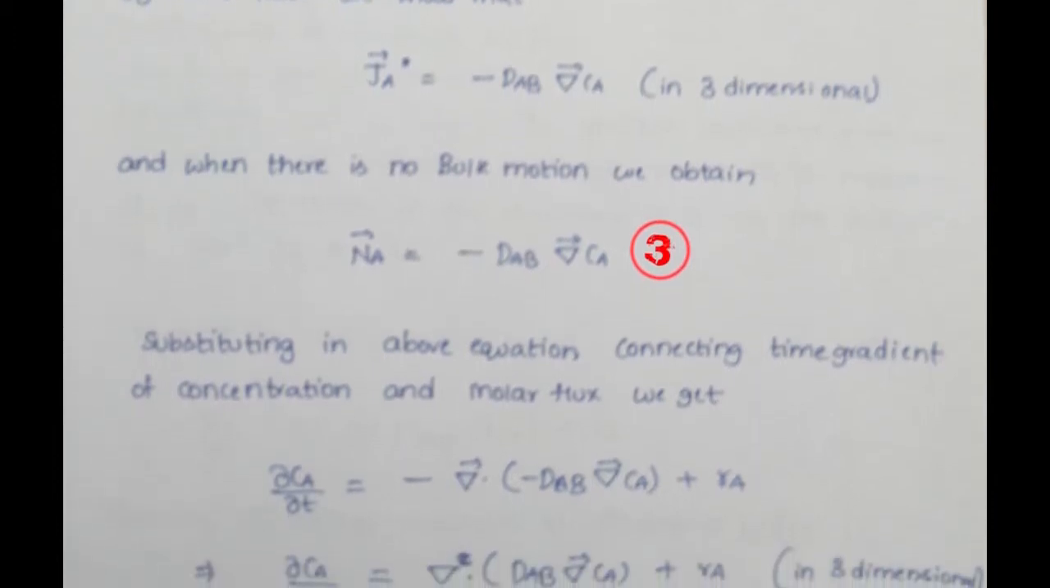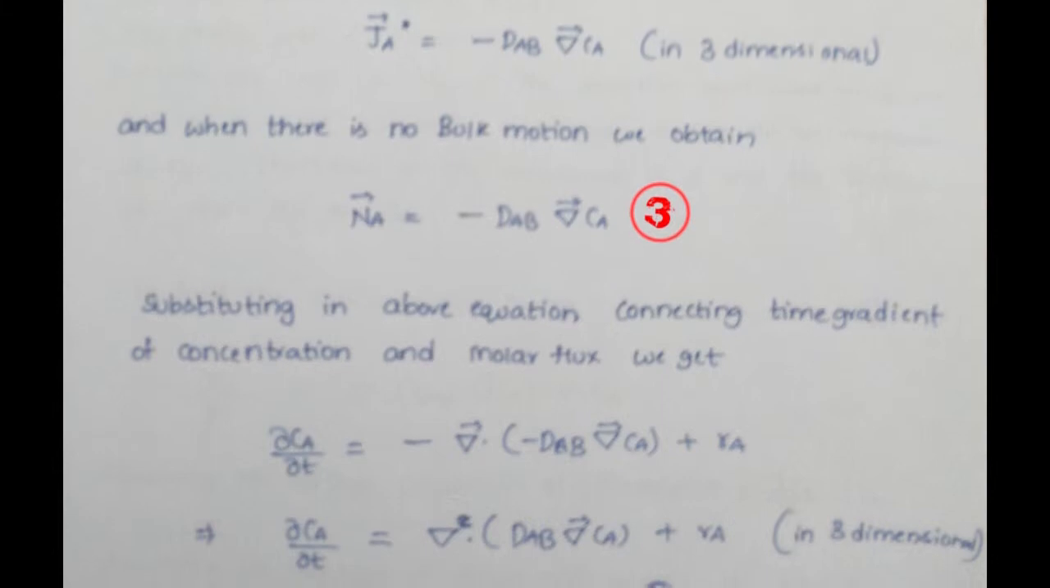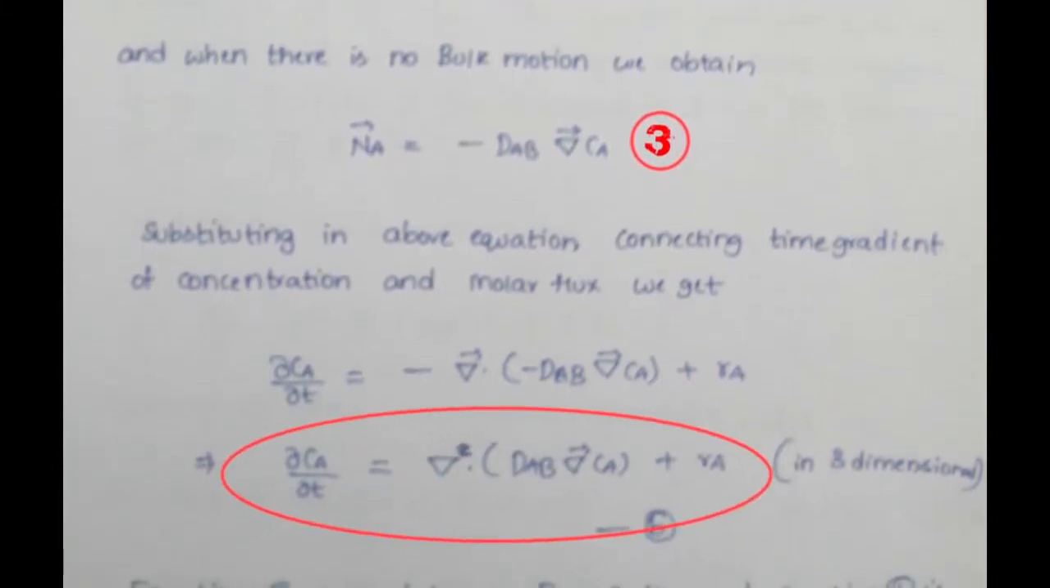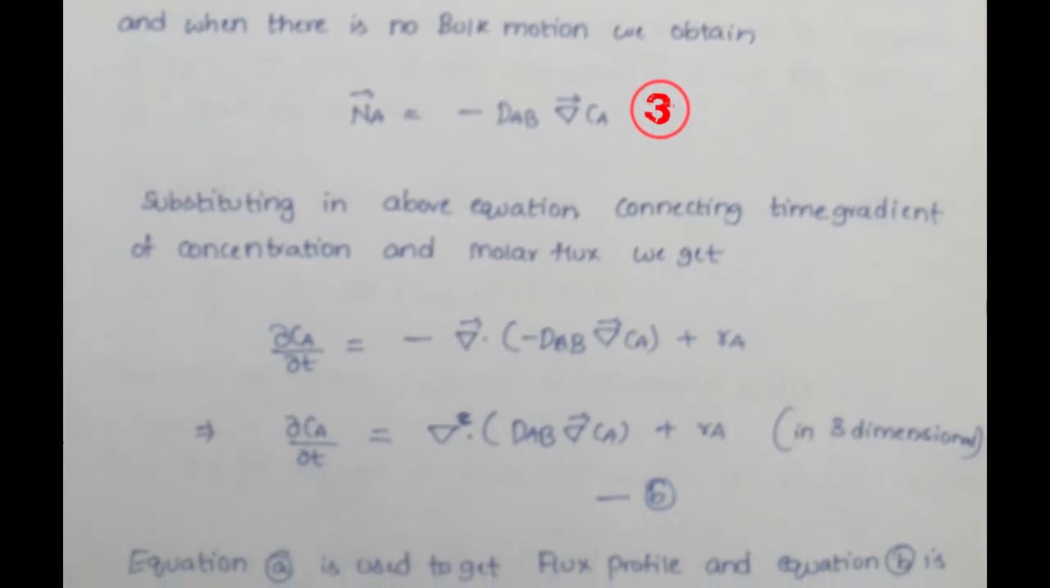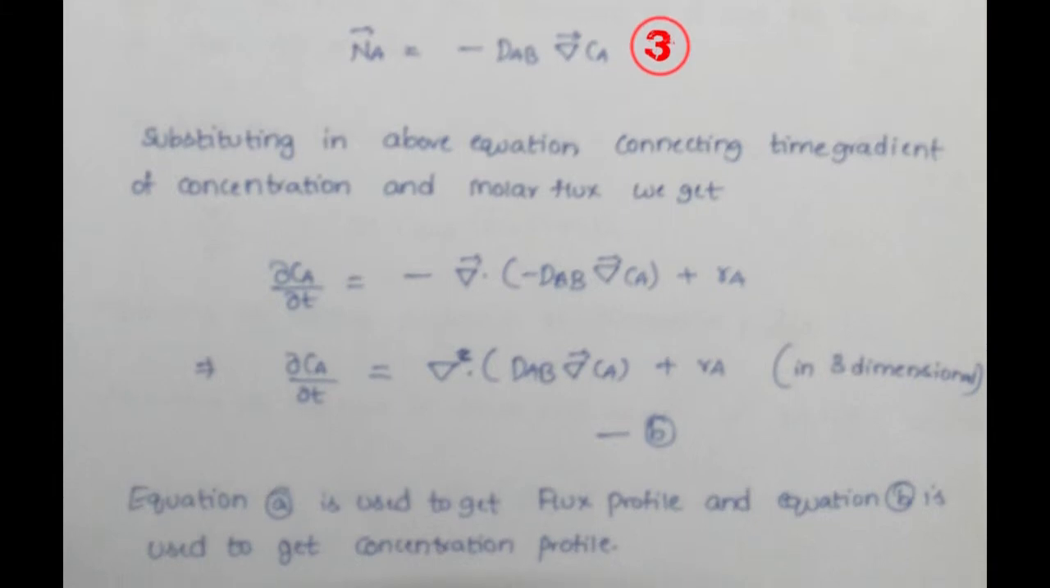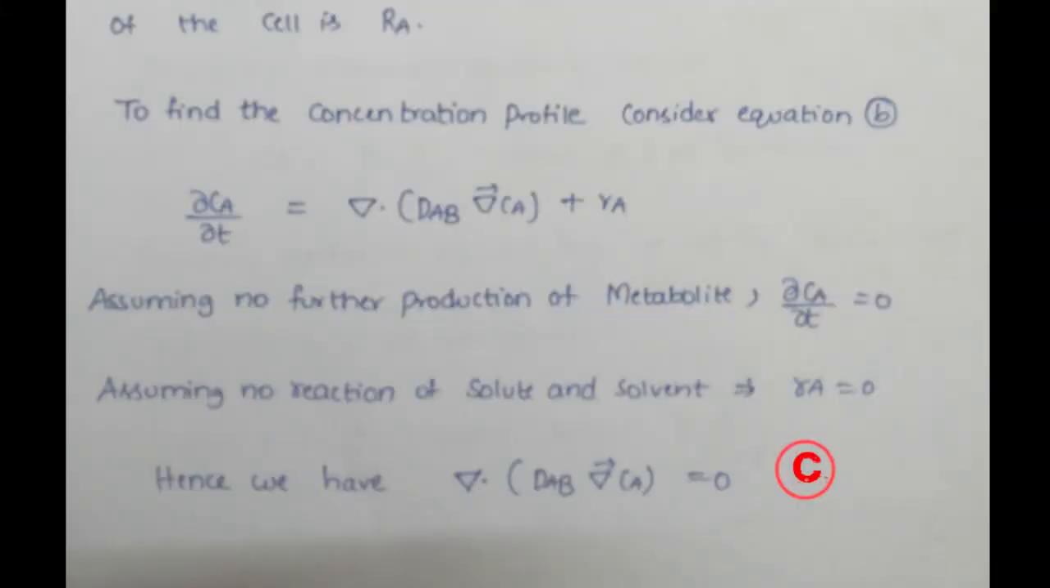Substituting the above equation connecting the time gradient of concentration and molar flux, we get equation B. So, equation A is used to get the flux profile, whereas equation B is used to get the concentration profile. To find the concentration profile, we consider equation B.